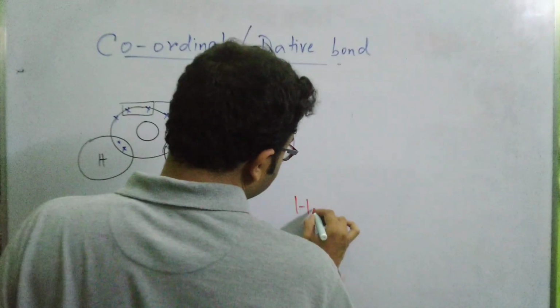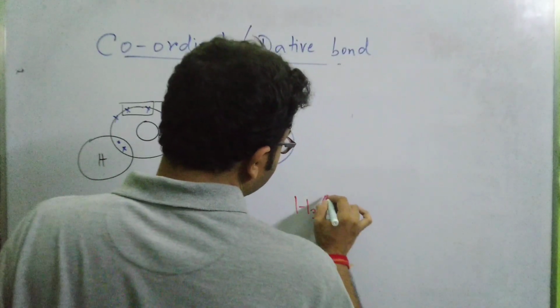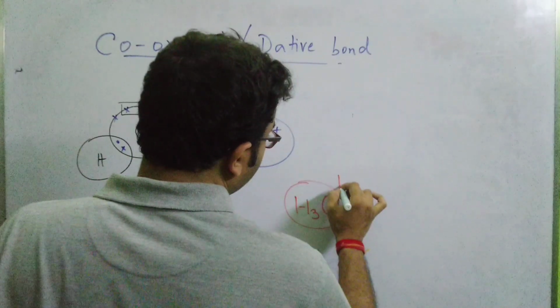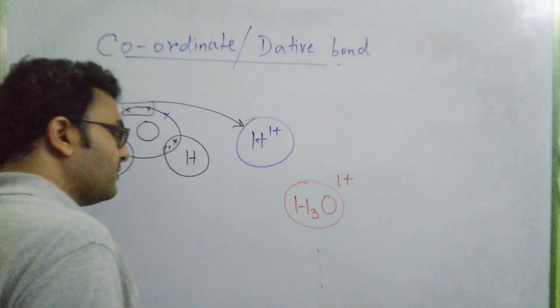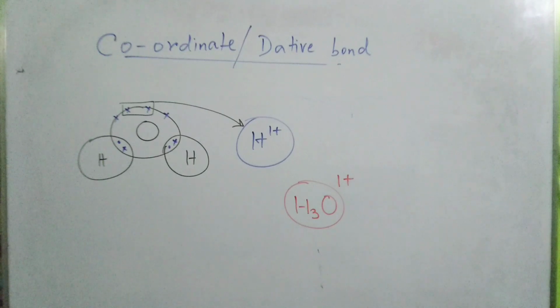Why H3O? Because now 3 hydrogen atoms come together. So H3O plus is the ion. This is also a kind of radical. So in this way the coordinate or dative bond actually helps in the formation of structures like this.